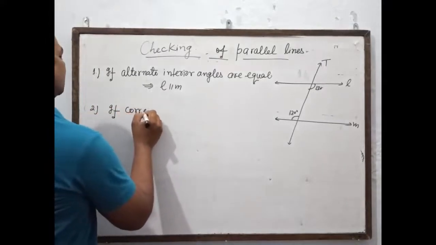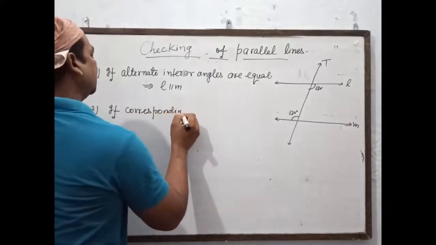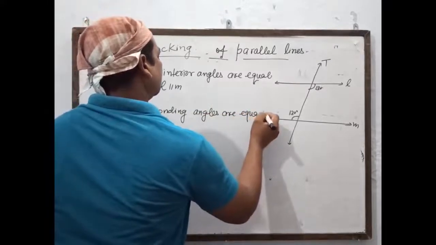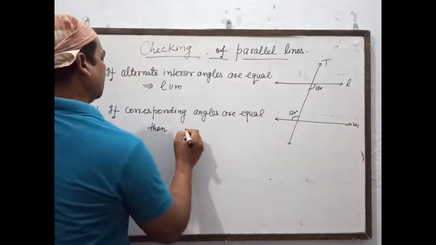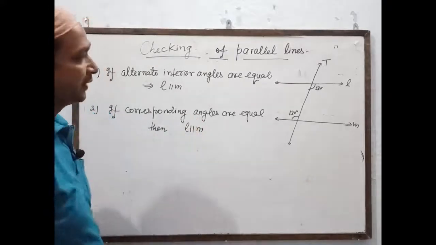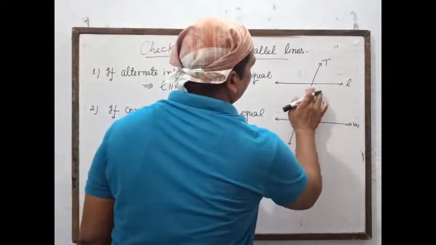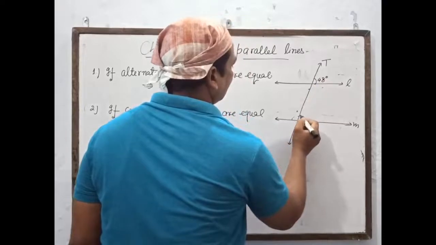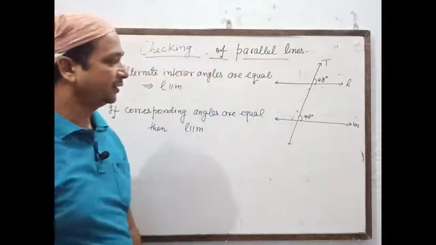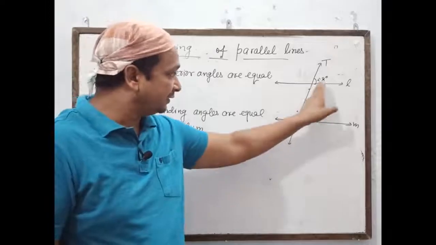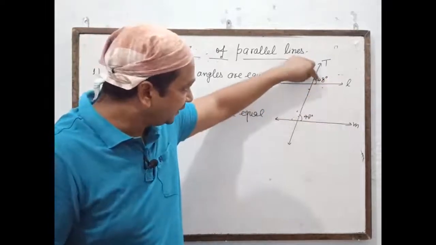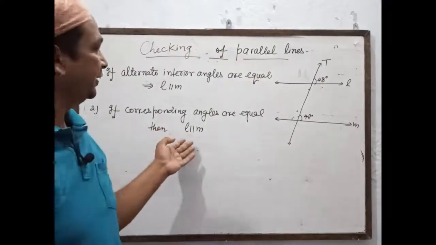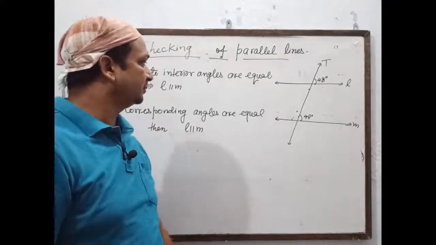Second, if corresponding angles are equal, then L is parallel to M. Corresponding angles like this. If here is one angle 48 degrees and the corresponding angle is also 48 degrees, in such a figure we see that this angle and this angle are a pair of corresponding angles and these are equal, meaning L is parallel to M. Then we can see that the intersected lines are parallel to each other.